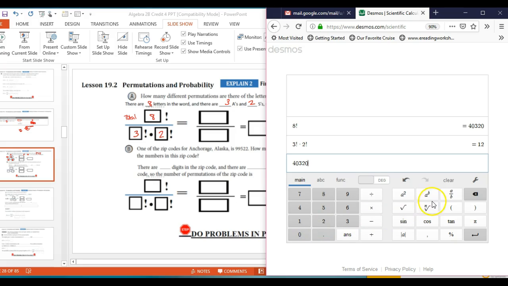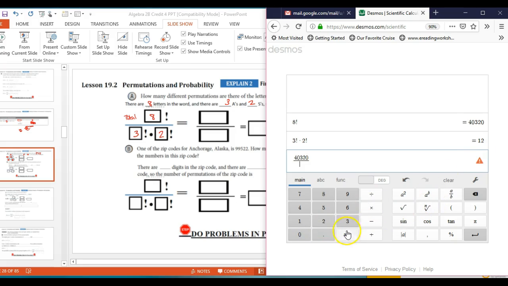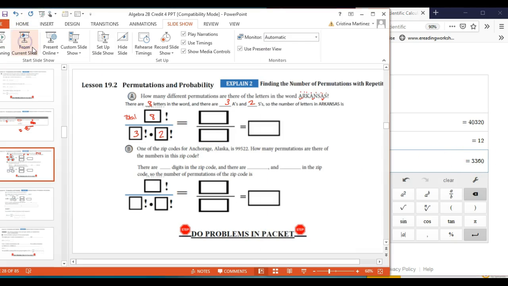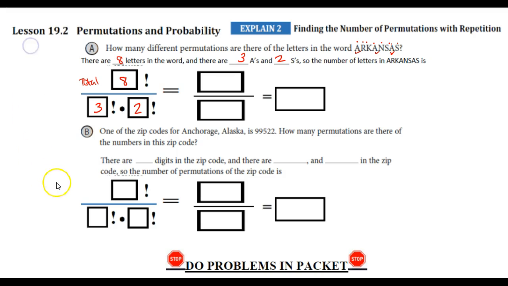40,320 divided by 12. And much like we're going to put that here on our piece of paper, there's about 3,360 ways to compute that. So let's write this on our paper here. From the last page, we were able to find 8 factorial is 40,320. 3 factorial times 2 factorial was 12. When we divided that out, we got 3,360. All right, let's go on to Explain B.